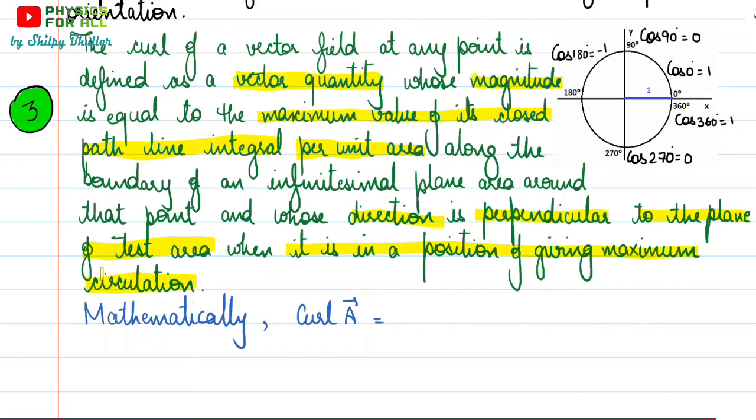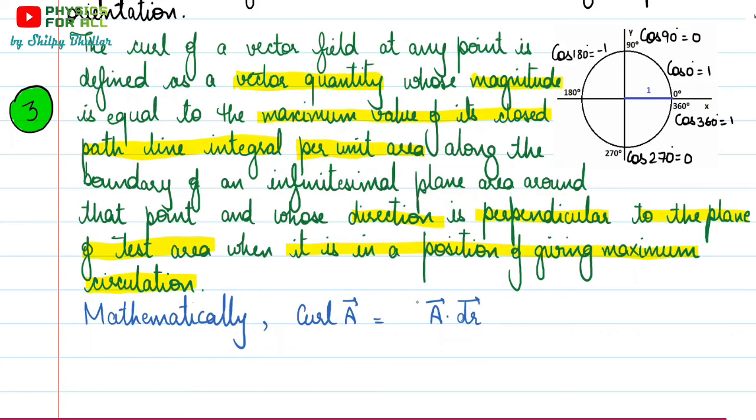When we find maximum circulation, that means when the angle is maximum between the area and the vector field, that particular direction which is perpendicular to that situation would be the direction of curl of the vector function. So if we have to write it down mathematically, first we are saying closed path line integral. The line integral would definitely be of the vector function A.